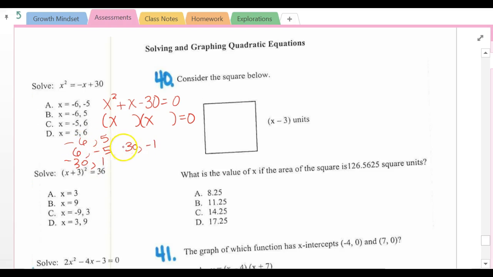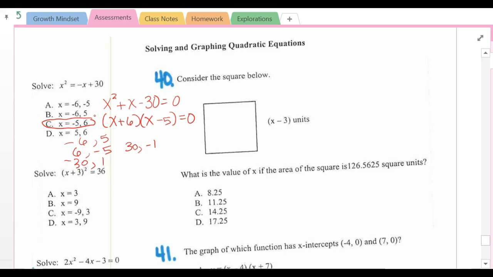And out of these choices right here, and there are a couple of other ones, negative 15, positive 2, positive 15, and negative 2, but out of these choices, which one of these would give us a positive 1 combination, and that is a positive 6 and a negative 5. So that would be C.